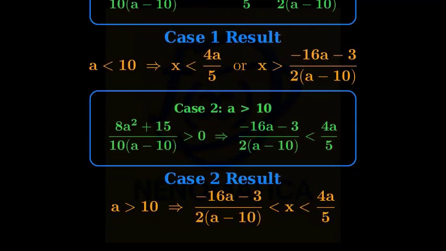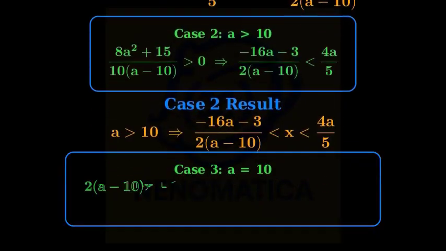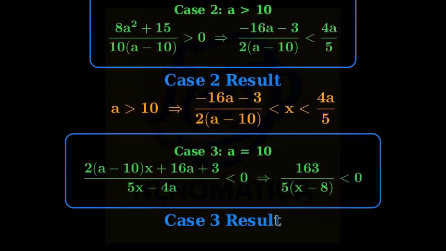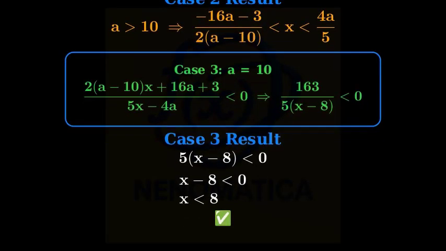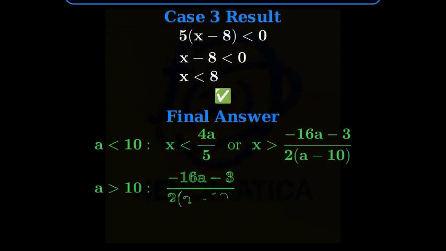Case 3, a equals 10. Substitute into the inequality and simplify. Since 163 and 5 are positive, the denominator controls the sign. Great work! Quick check. Does each interval exclude the point where the denominator is 0? Here is the complete answer, color-coded in green.